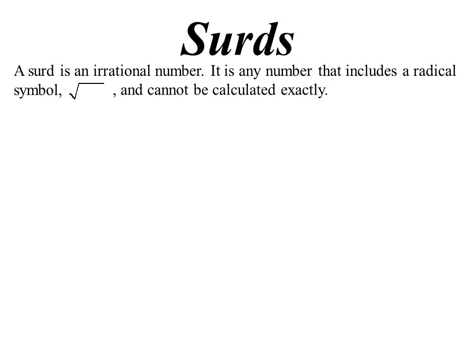But the thing is, it cannot be calculated exactly. That's what makes it irrational. So something like the square root of 4 is not a surd, because you can calculate that. That's 2. You would simplify it down.